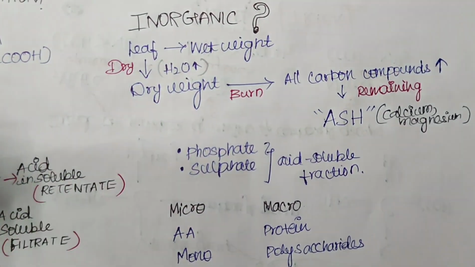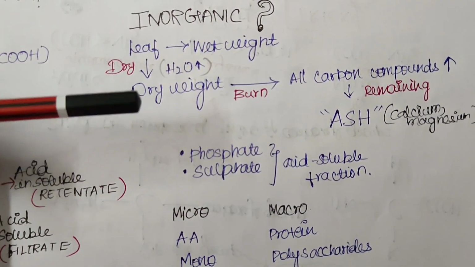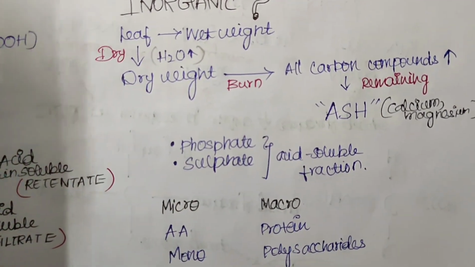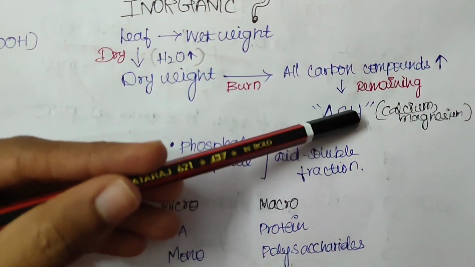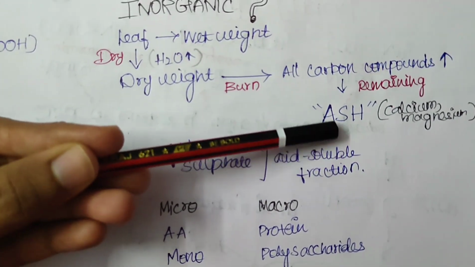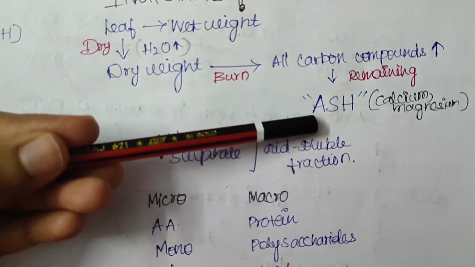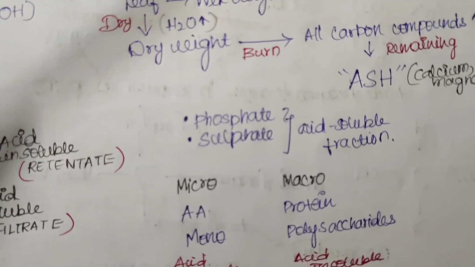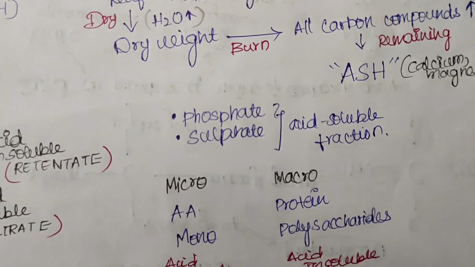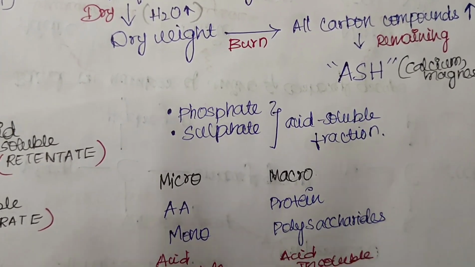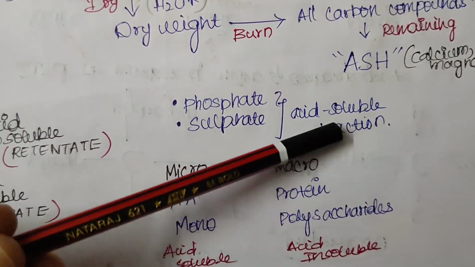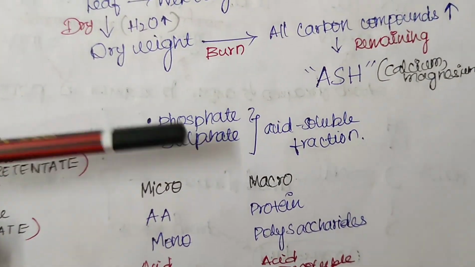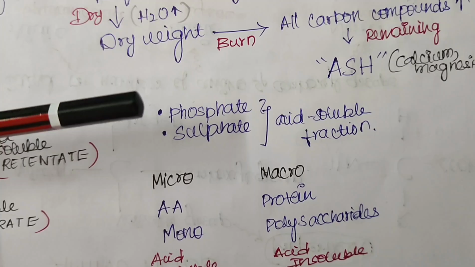Once we get the dry weight and burn it, all the organic compounds are removed from it. So what will be left? Only the inorganic compounds, which are called ash. This ash contains calcium and magnesium, etc. A few inorganic compounds such as phosphate and sulfate are also seen in the acid soluble fraction. Which is the acid soluble fraction? This filtrate part. These two are also seen in the acid soluble fraction.